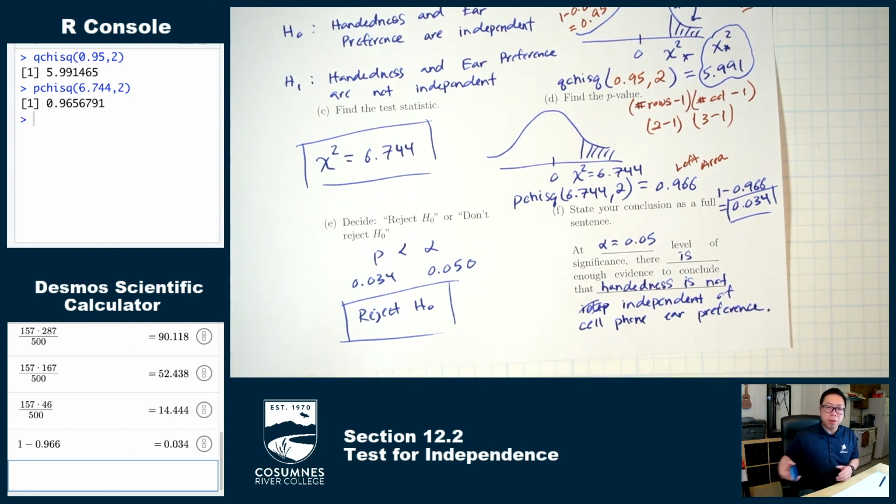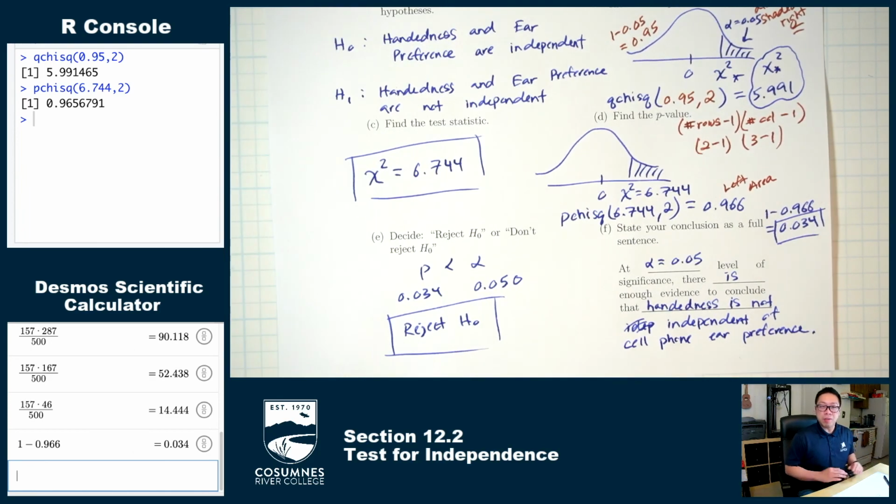So if you're right-handed, you do prefer one side or the other. And I think I'm right-handed. I think I prefer the right side. Okay, so that's an example of a test for independence.